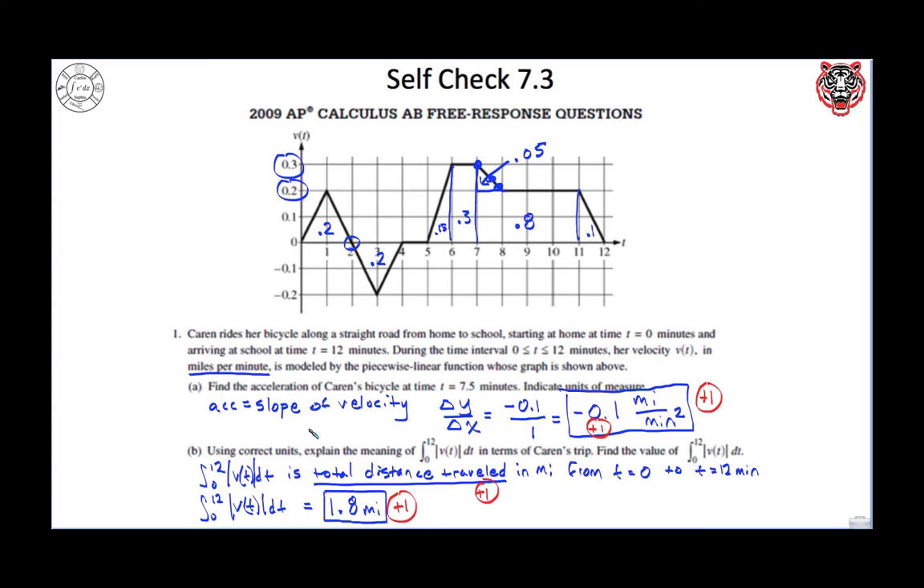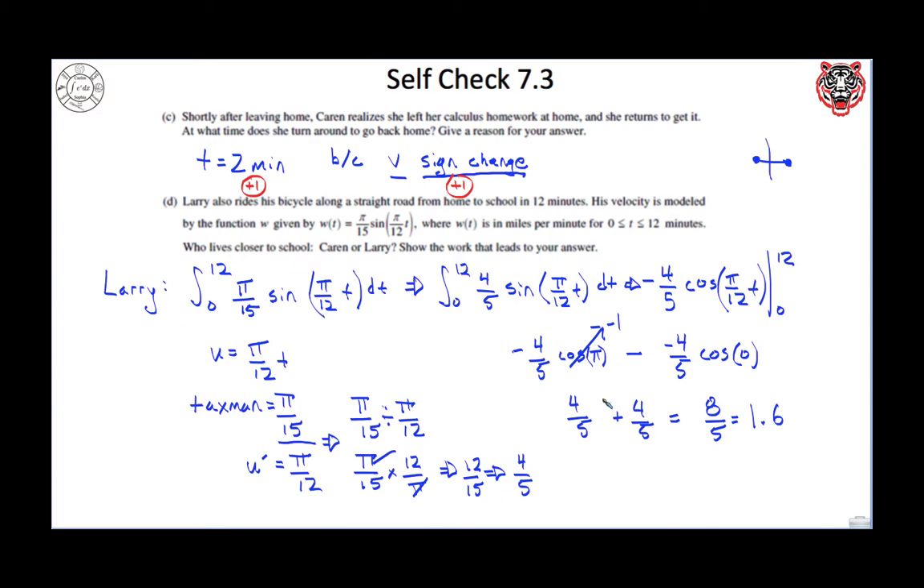We already did the work back here in part B. The only difference now is instead of adding 0.2, we need to treat this as a negative. So we have to subtract how many from 1.8? Careful. We added a 0.2 already for the 0.8, so we really need to subtract 0.4. So Kalen is really 1.4. Who lives closer to school? The answer is Karen.